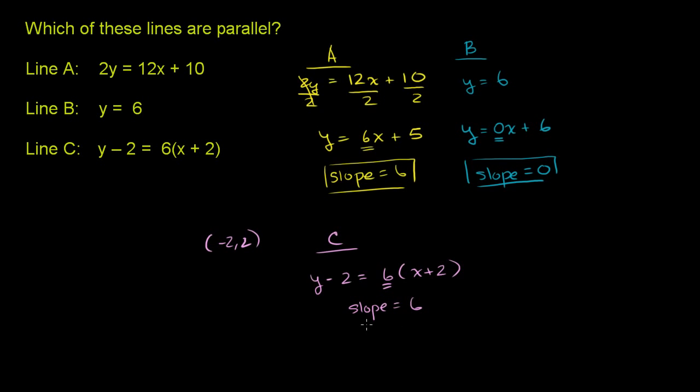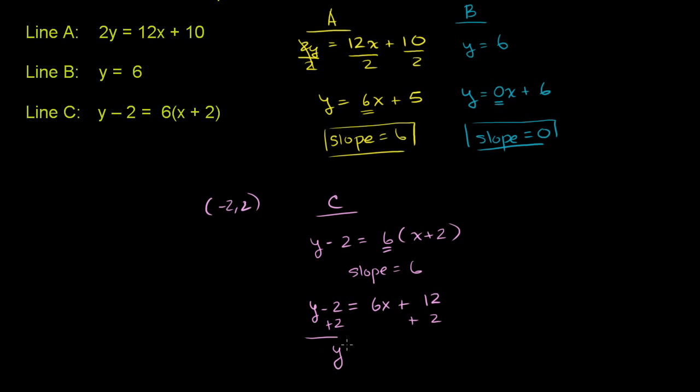And sometimes people are more comfortable with slope-intercept form. So let's put it in slope-intercept form just to confirm that if we put it in this form, the slope will still be equal to 6. So if we distribute this 6, we get y minus 2 is equal to 6 times x, 6x, plus 6 times 2 is 12. And then if you add 2 to both sides of the equation, you get y, because these guys cancel out, is equal to 6x plus 14. So you see, once again, the slope is 6.